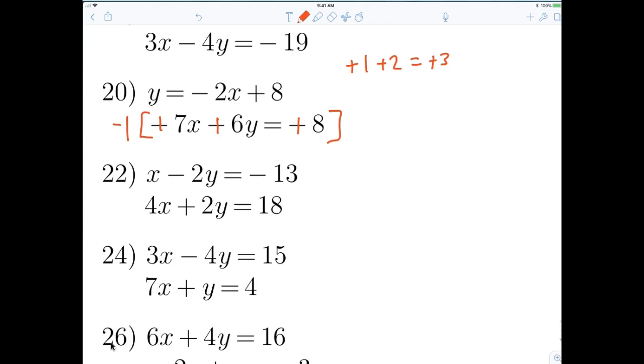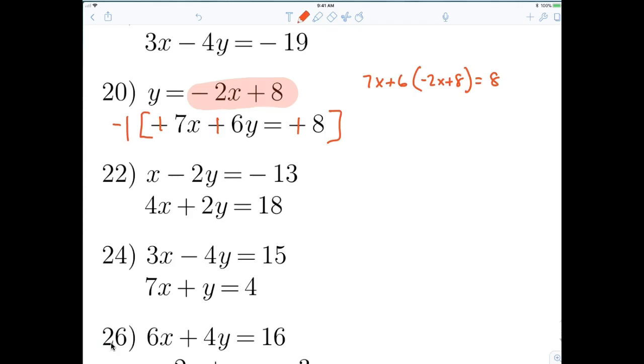So now that means wherever I see a y, I can put what? Negative 2x plus 8, right? Does everybody agree? I can put negative 2x plus 8. So again, here we go: 7x plus 6 times negative 2x plus 8 equals 8. Everybody take a look at that and make sure you see that. Everybody pretty happy with that?